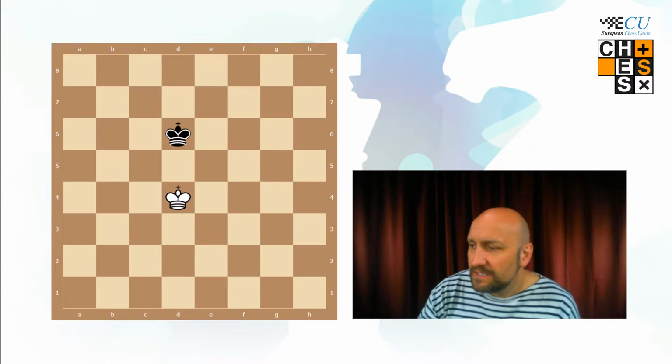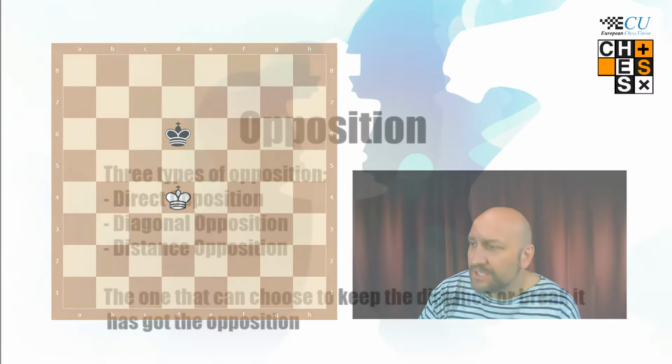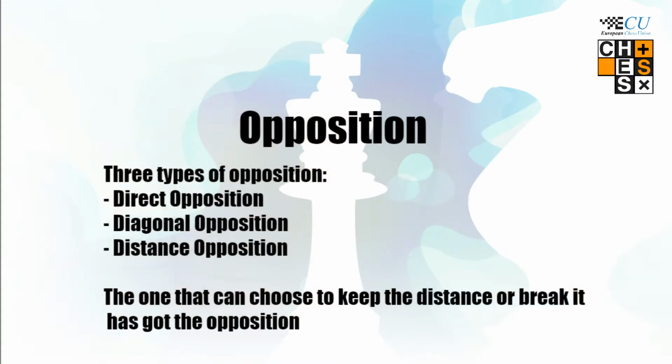Just to make a summary on this with opposition. Three types of opposition: direct opposition, diagonal opposition, and distance opposition. The one that can choose to keep the distance or break it has got the opposition. So, before I let you start to try out this little minigame, I want to show you a possible game of the opposition game.